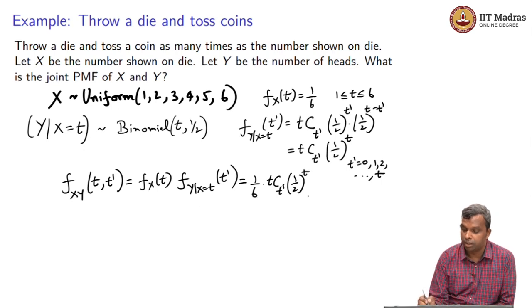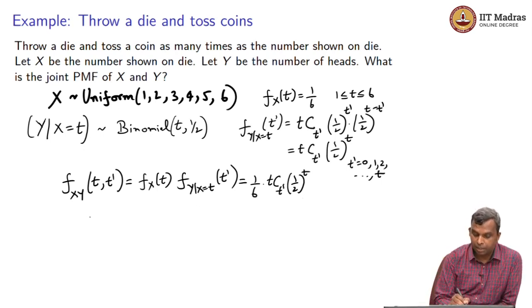So, this is the joint distribution, and if you want to make a table, let us make a table here. T would go from, let us make a table, maybe at least a partial table, okay.